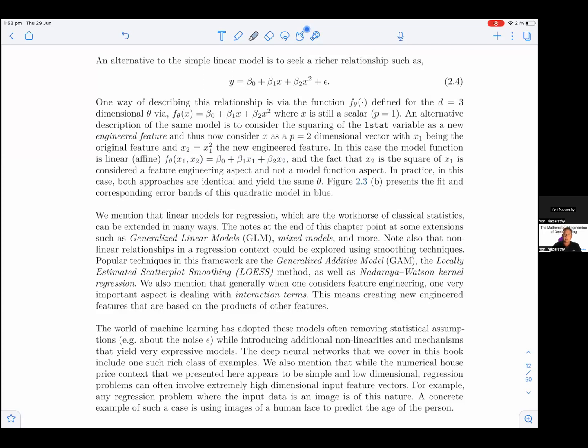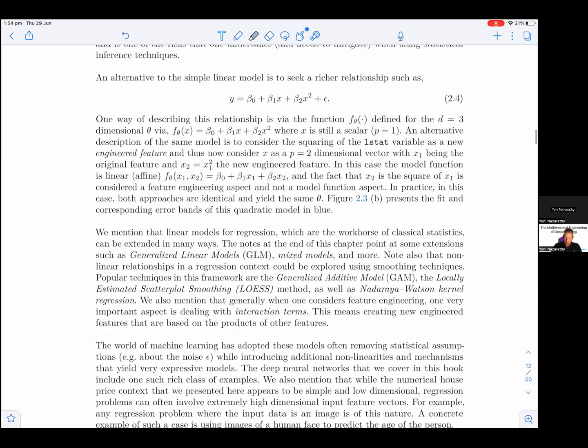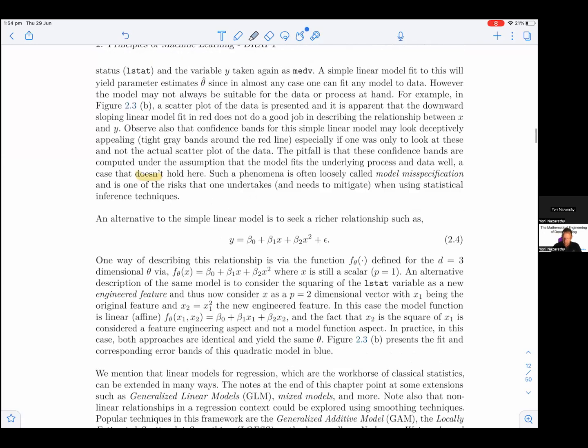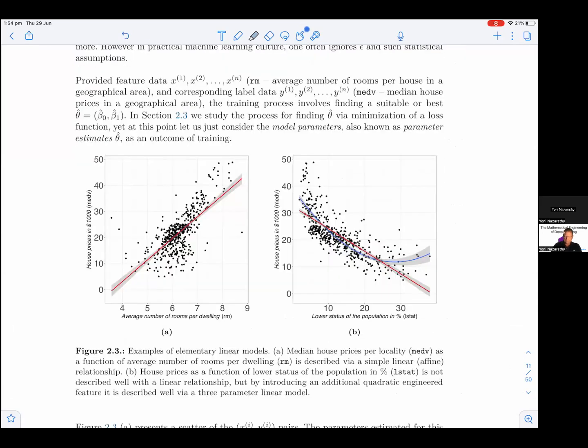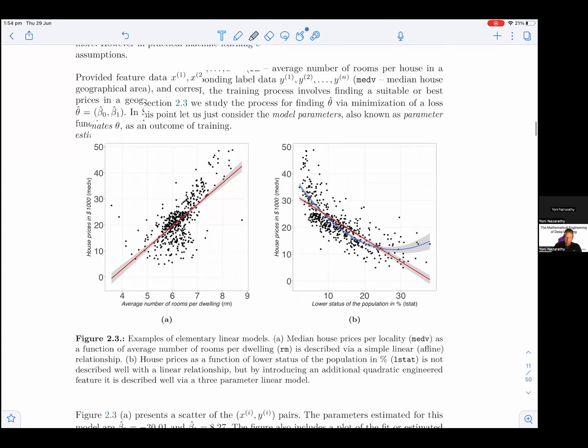Figure 2.3b presents the fit and corresponding error bands for this quadratic model in blue. So let's look at figure 2.3b one more time. So here is 2.3b. Okay, so that's this parabolic blue model, which seems more reasonable for this data.